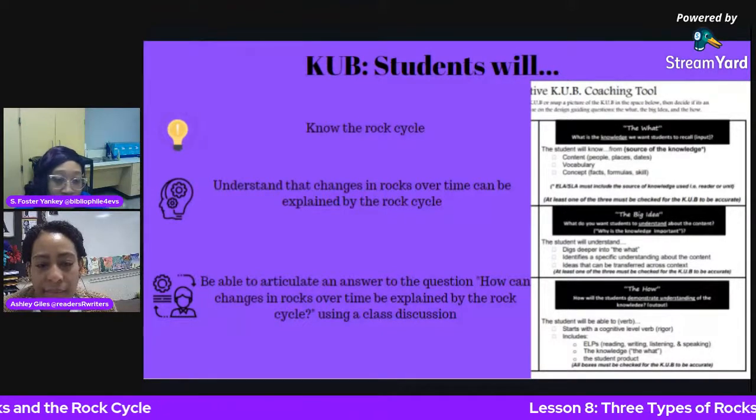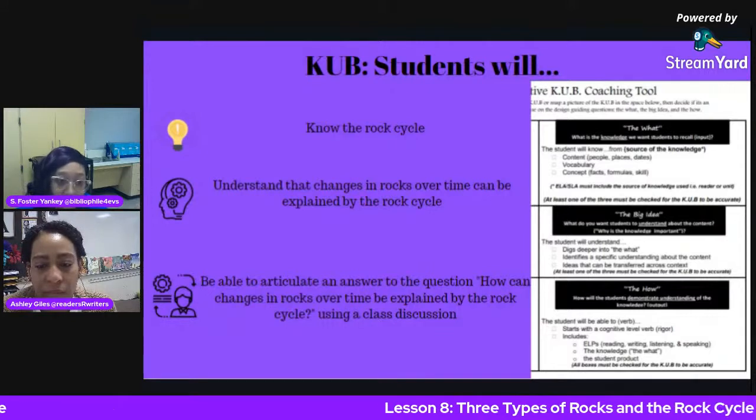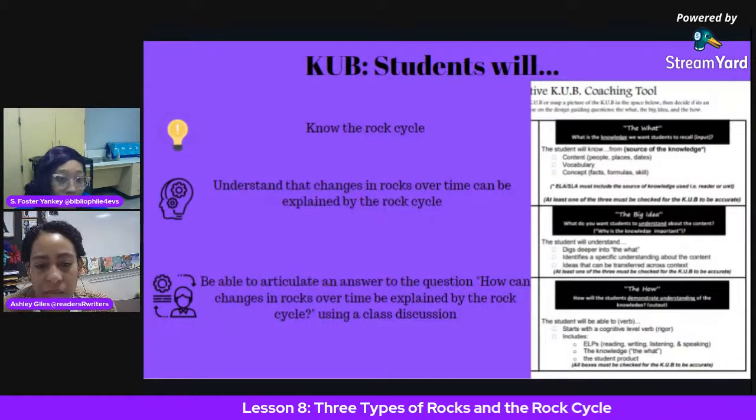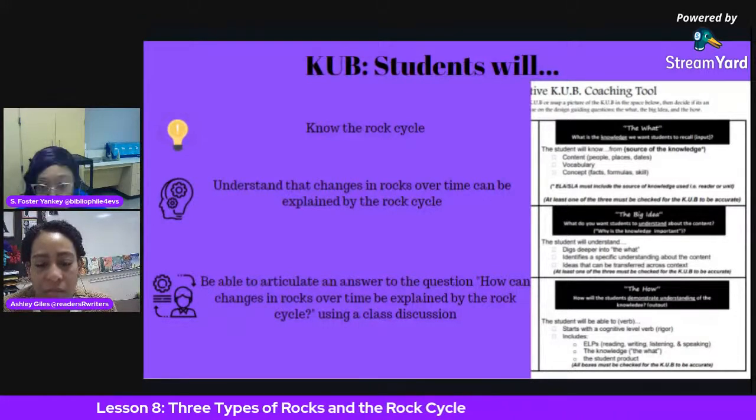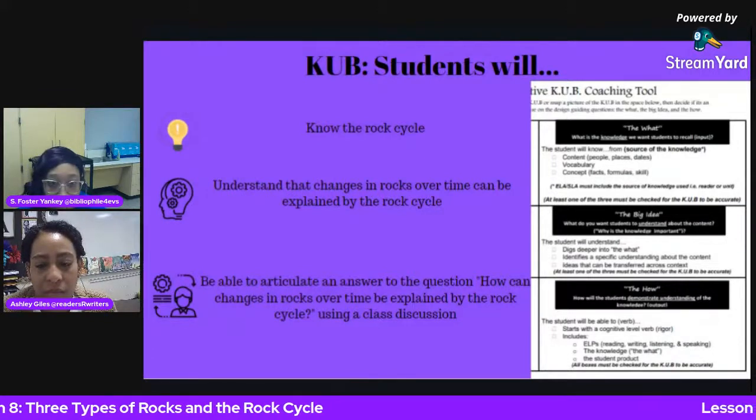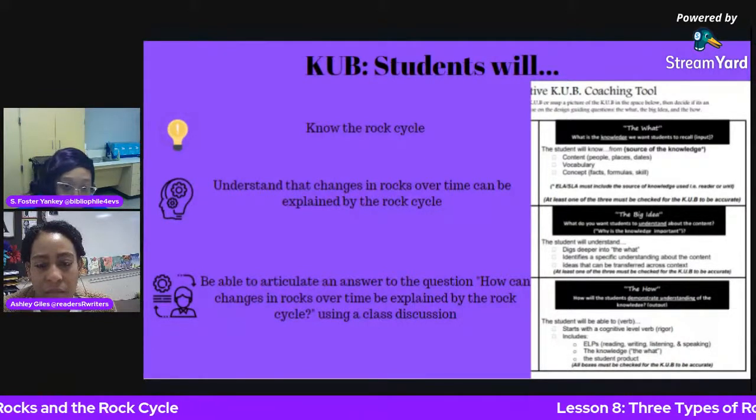But if you want to use that page, activity page 8.2, then you could also say be able to use text evidence to answer questions about the rock cycle.